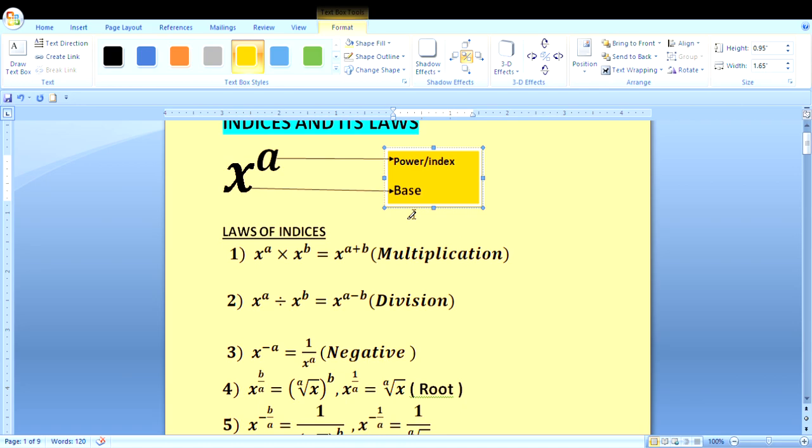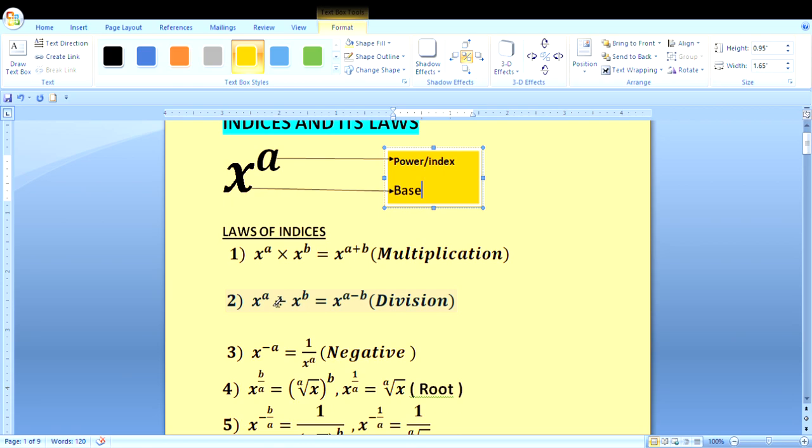Okay, here let's take a look at some of the laws and their basic operations. Now, if we have x raised to the power a times x raised to the power b, and the bases here, as you can see, are the same. Once the bases are the same and the basic operation is multiplication, all you need to do is take the base as 1 and add the exponents, powers or indices. Okay, that's the first law.